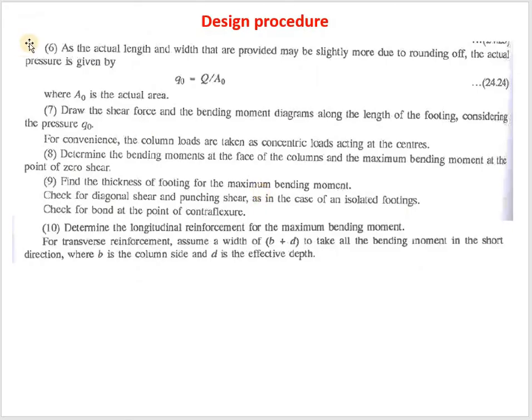So moving on to the design procedure, already I told you that you have to find the q naught. So corresponding to the q naught, you will be designing the reinforcement as well as the depth of the foundation base. So for that you will draw the shear force and bending moment diagram for the loads acting on the footing as well as the pressure you have found out, the upward pressure. Actually the load is acting downward and the soil pressure is acting in the upward direction, which is q naught, which you have found out as the actual pressure.